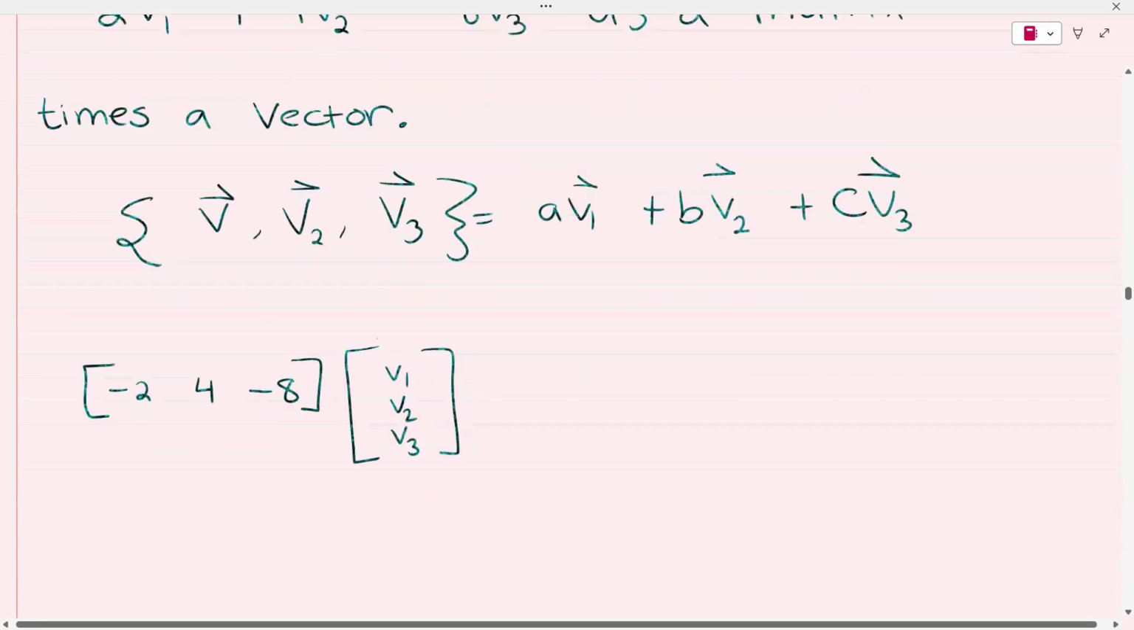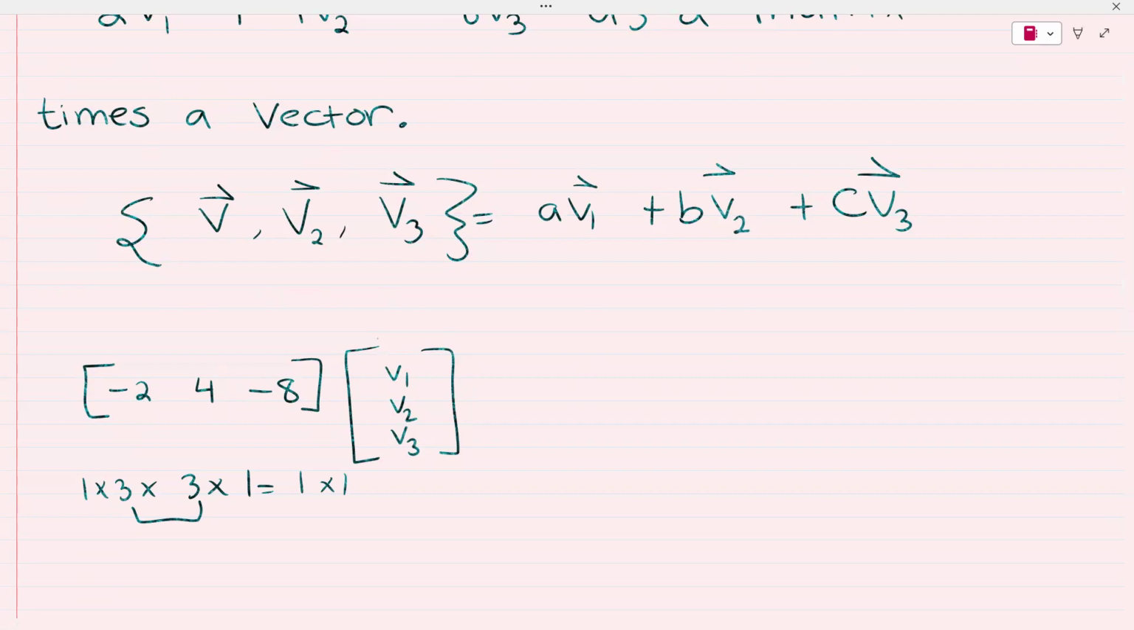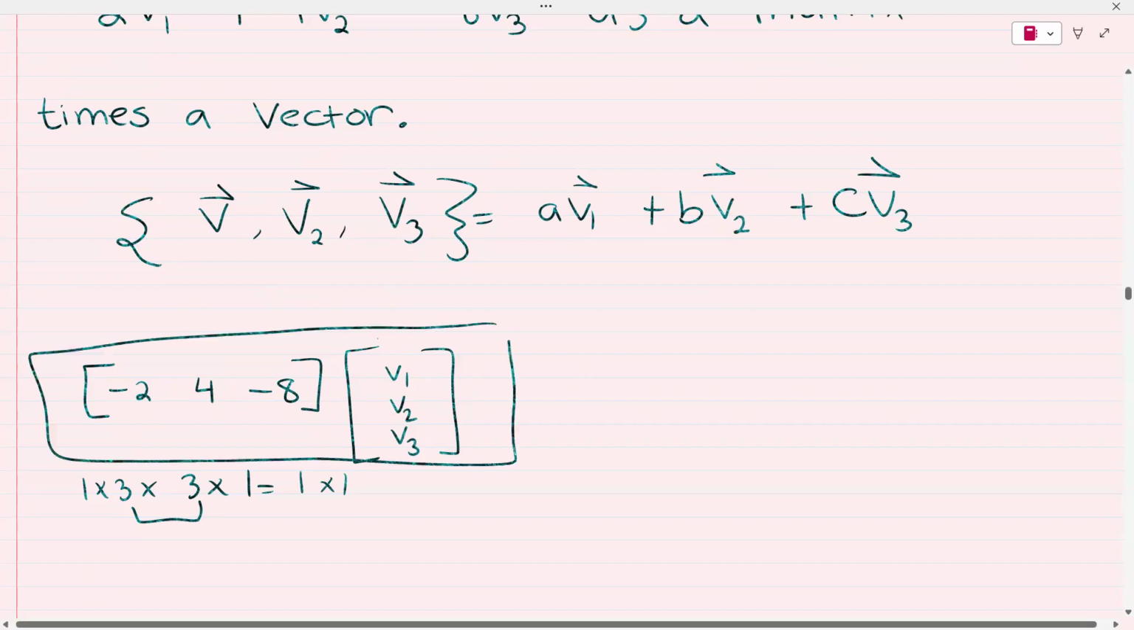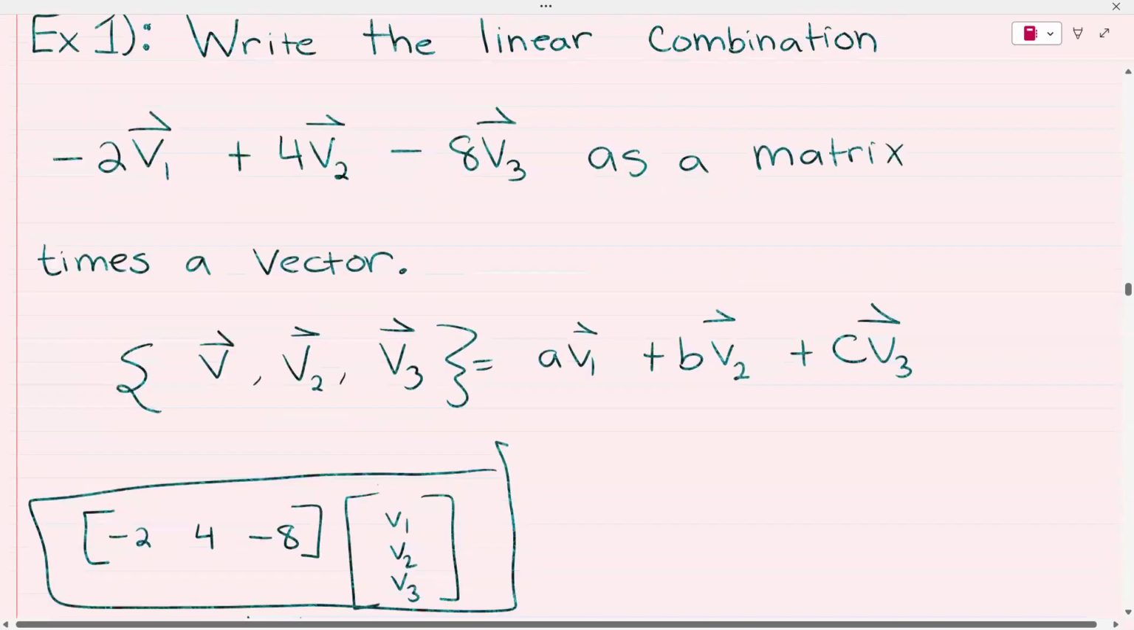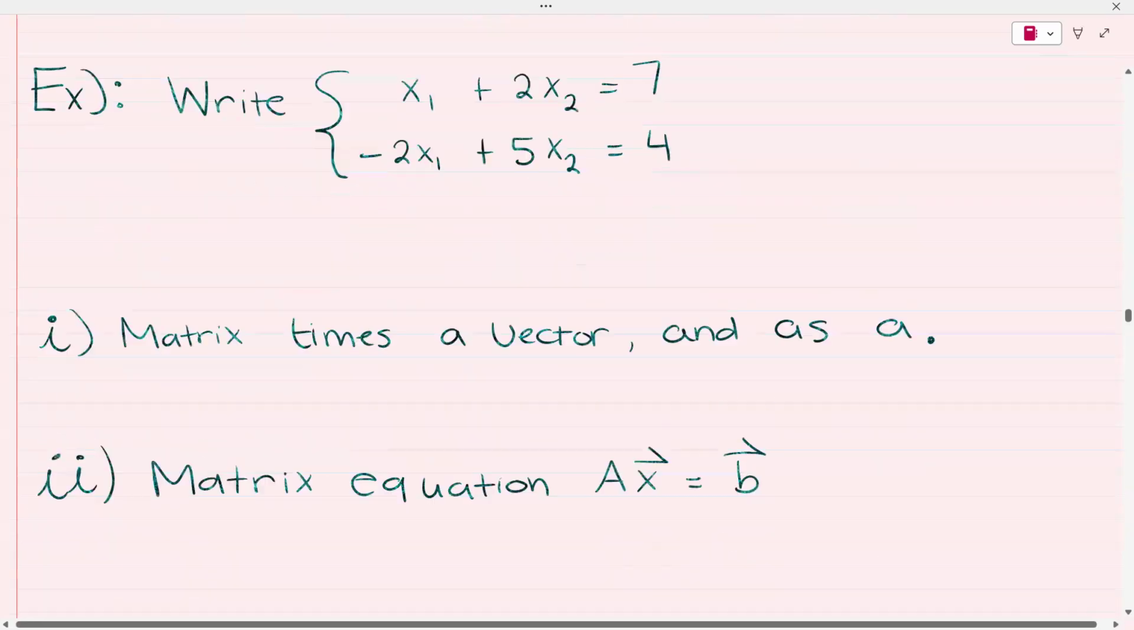Okay, so is this even possible? This is a 1 by 3 times a 3 by 1. So yes, it's possible because these two numbers are the same. Your final answer will be a 1 by 1 matrix. So this would be the answer. Okay, let's move on to the next example.